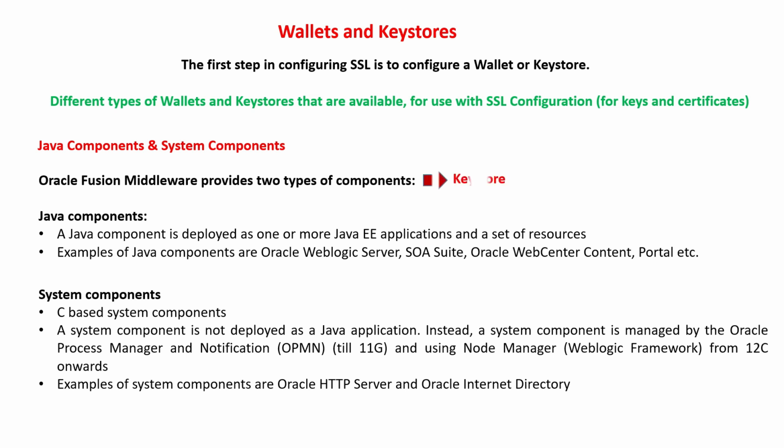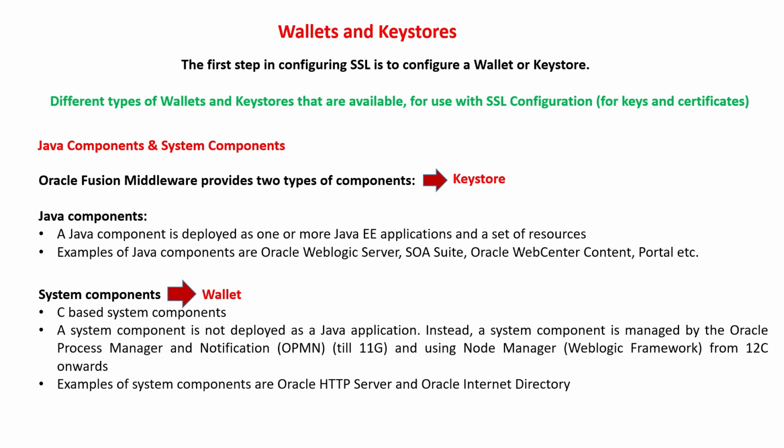Okay, so now when we talk about the key store, the key store is used for the SSL configuration, or you can say for the storing of the SSL configuration related data when we configure the Java based component. And when we go for the system component, for example, the Oracle OHS or HTTP server for the Oracle Internet Directory OID, there we use the wallet. So now the difference is very clear.